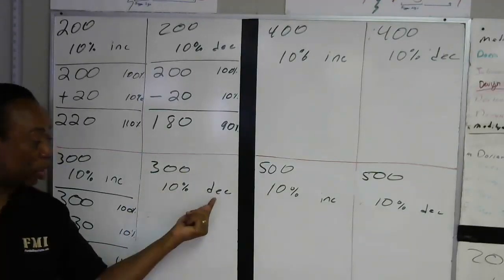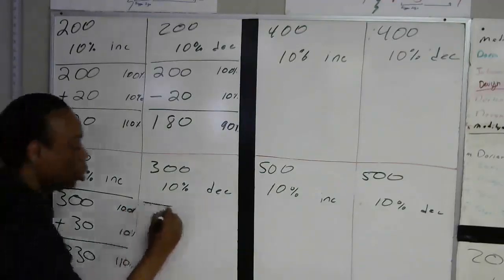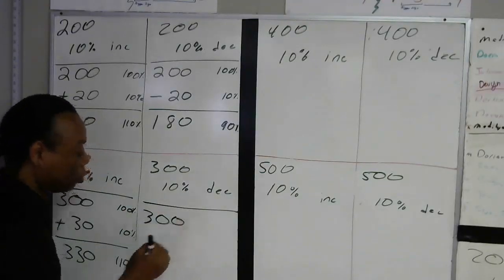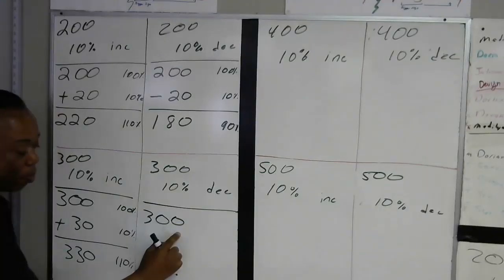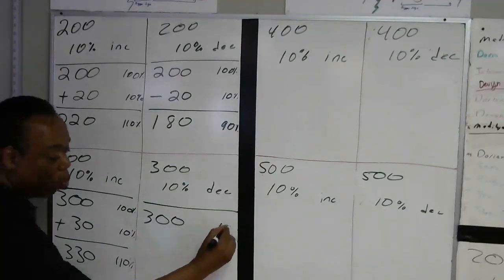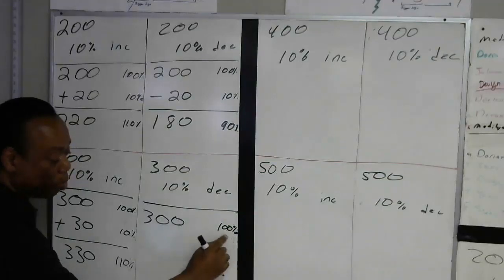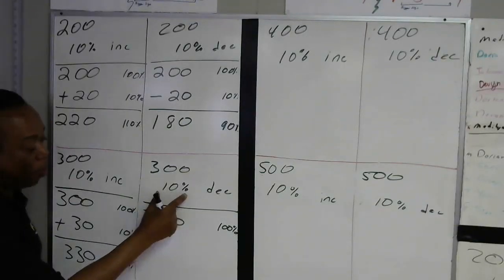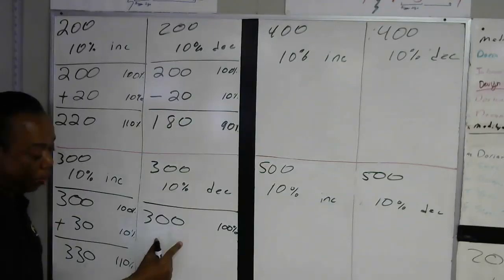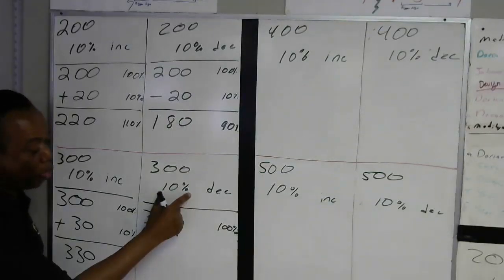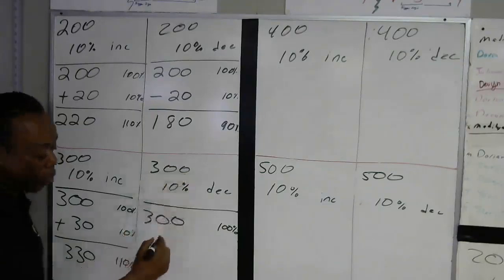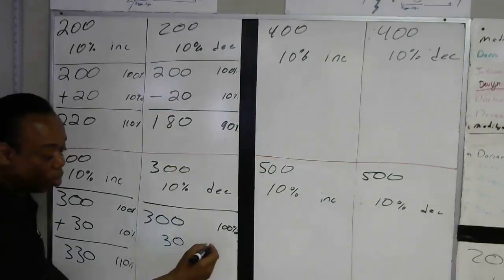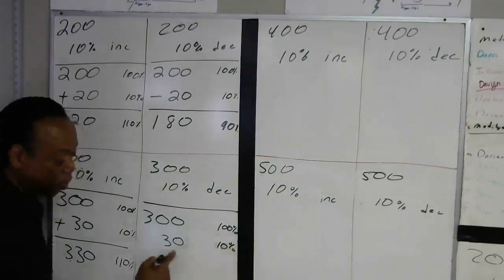300 with a 10% decrease. So I want you to write 300 first. Then call that 100% on the side right here. Next, we need to figure out what number is 10% and put it right here. 300 divided by 10 leaves 30. So this 30 is the 10%.